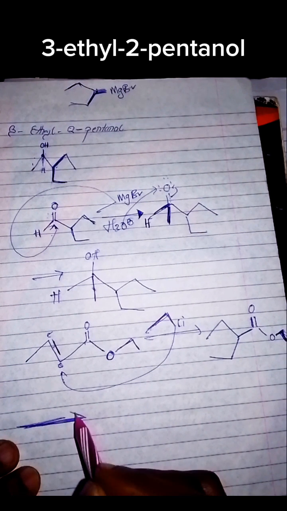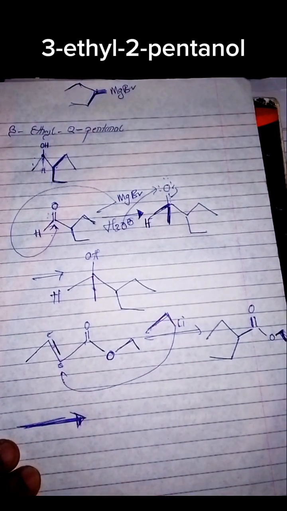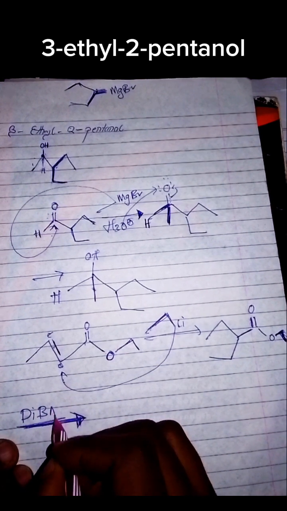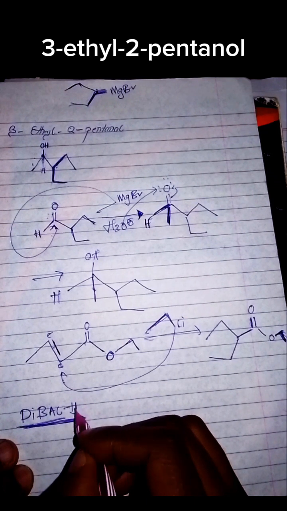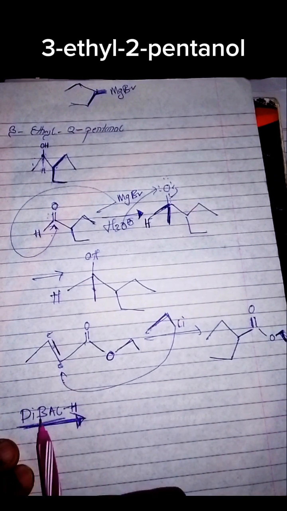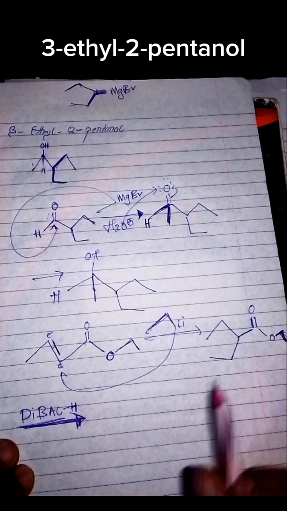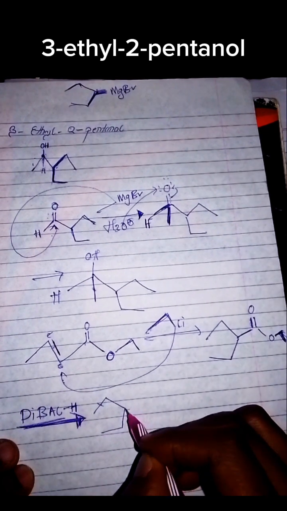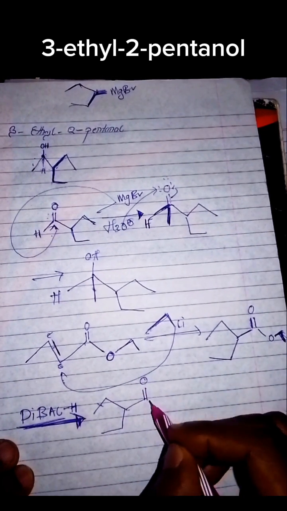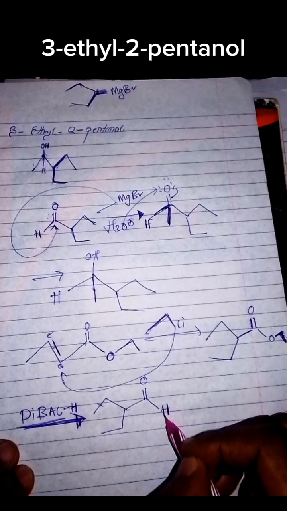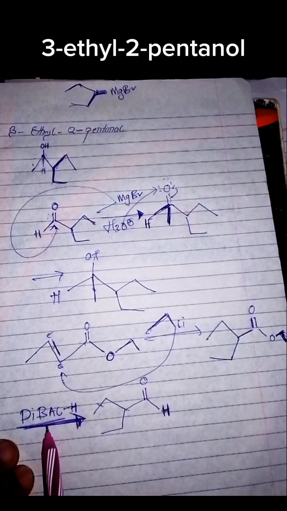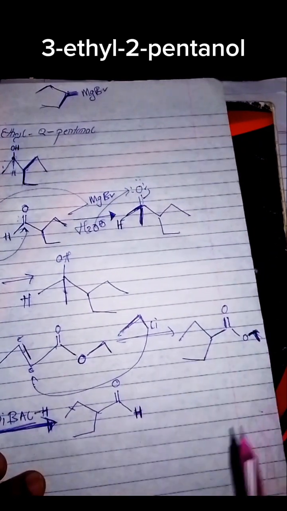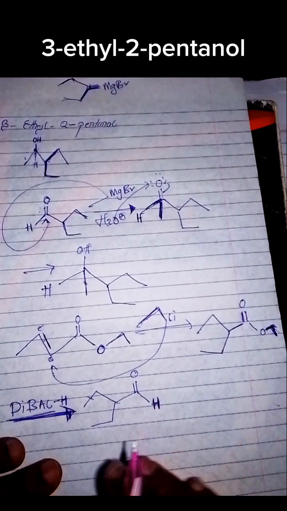Who remembers the reagent we use whenever you want to change an ester into an aldehyde? The reagent we use is called DIBAL, diisobutyl aluminum hydride. When you use this reagent, this structure will change from that form to this form. After I apply the DIBAL reagent, it will change from being an ester to being an aldehyde, right?